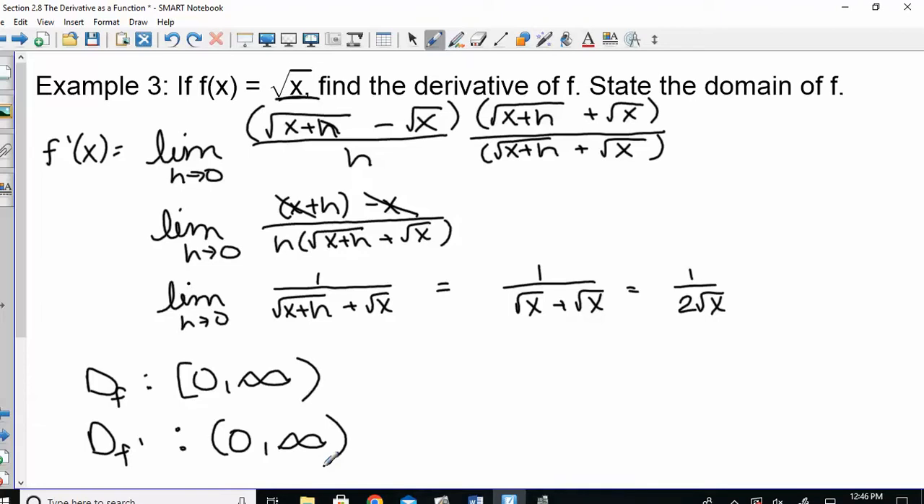So just a good thing to discuss periodically. Domains are important when we start drawing graphs and pieces like that. So we'll try to incorporate them here and there along the way.